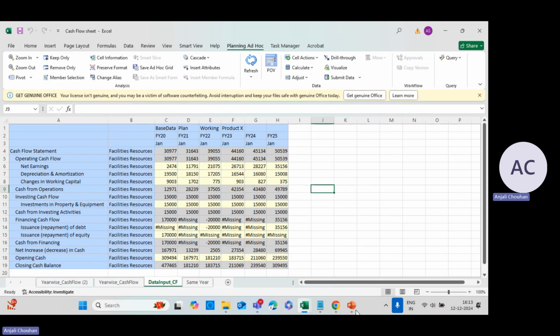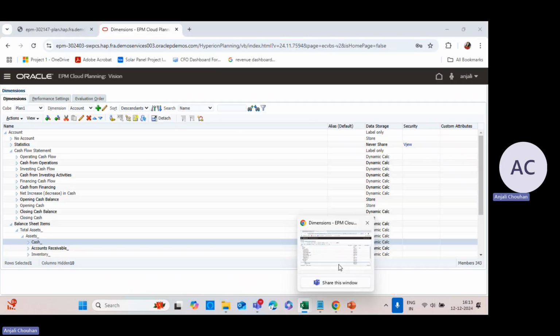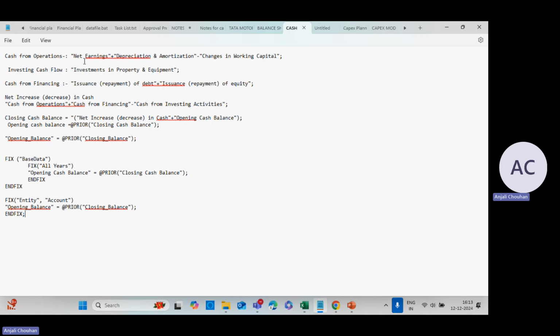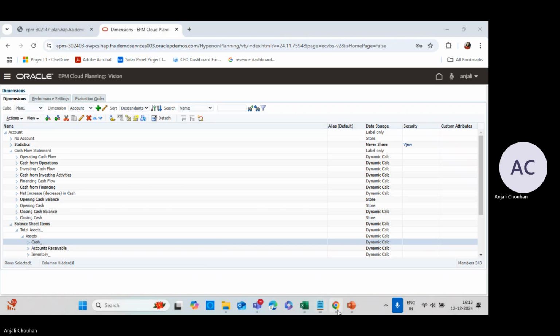So here basically I have used the member formula. Let me show you that also. If I need to calculate this cash from operations, there I have applied net earnings plus depreciation and amortization plus changes in working capital. This formula I first wrote in the notepad: net earnings plus depreciation and amortization minus changes in working capital. The same formula I have written here and then pasted in the application.